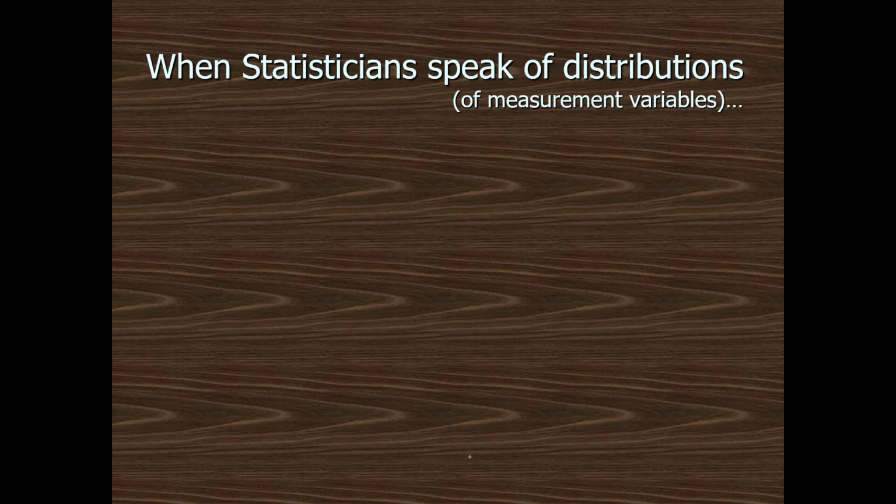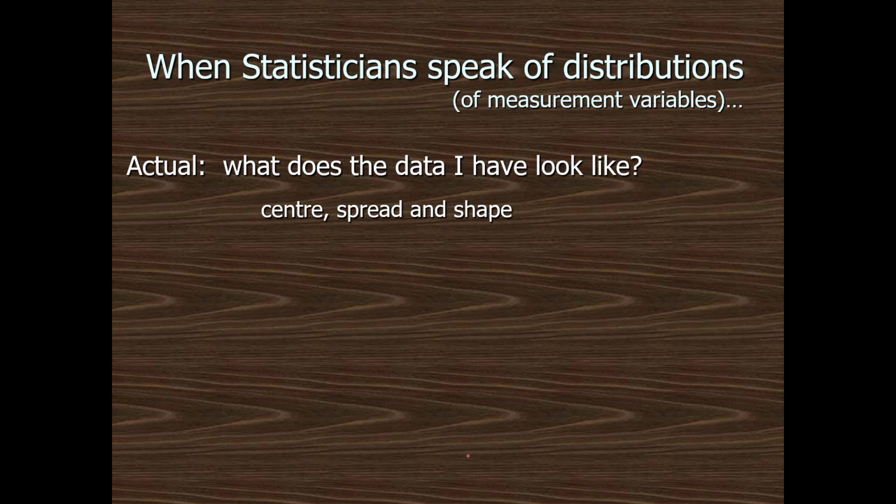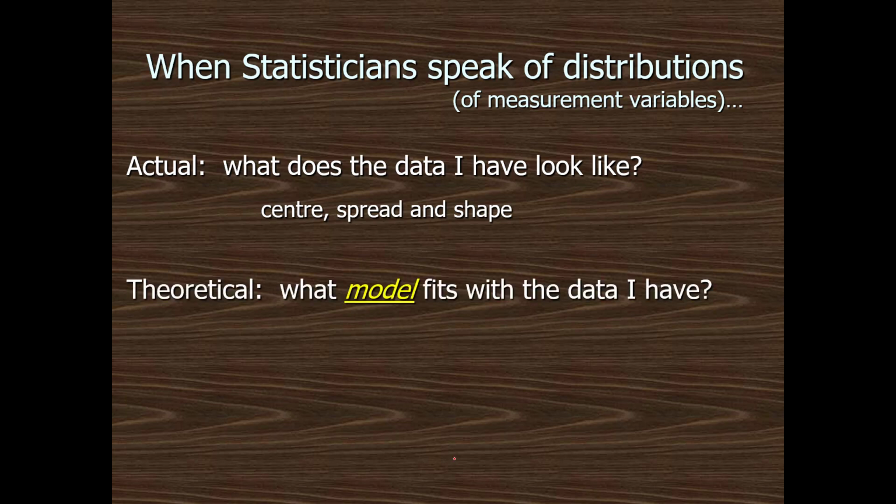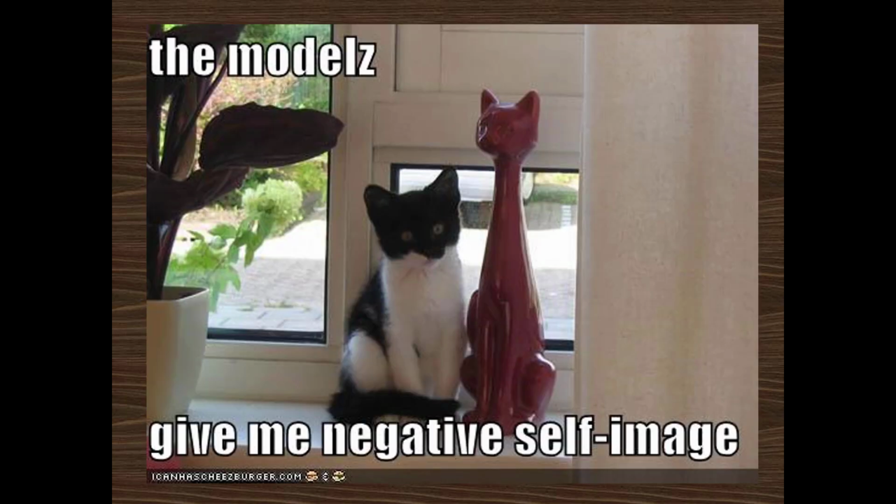When we speak of distributions, there are two ways to look at them. We have actual distributions: what does the data look like? We look at center, spread, and shape. And then there's theoretical: what model fits the data that I have? Here's a good picture that gets that idea across. We have a kitten, and then we have the model. The joke here about negative self-image is that reality rarely meets the ideal or the model.